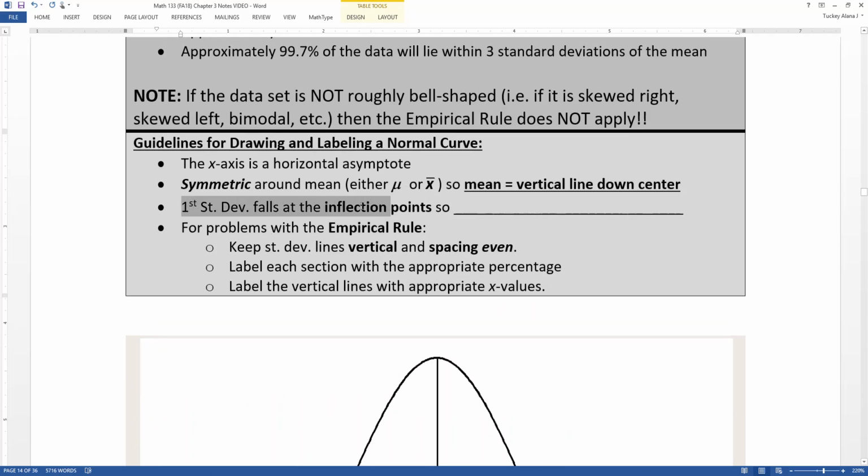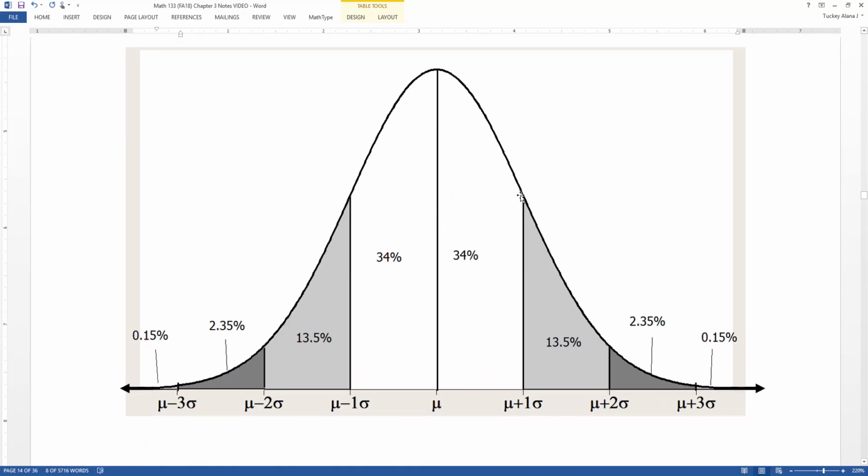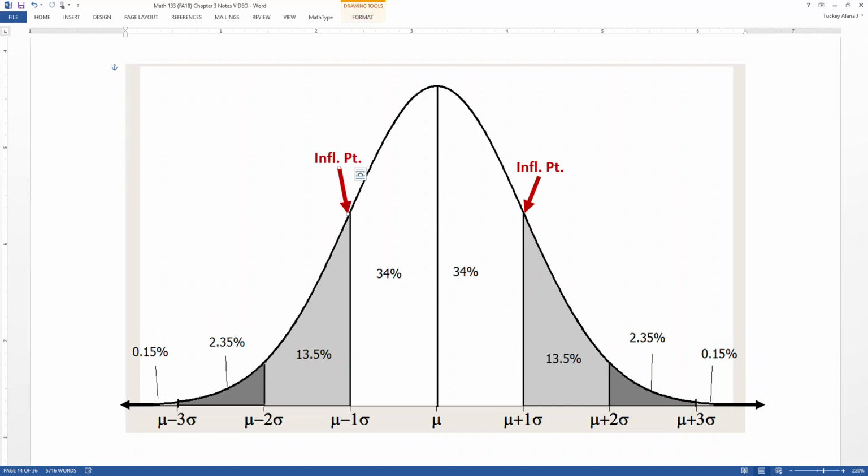Now, one standard deviation falls at the inflection points. Now, what are inflection points? Well, the inflection points are right here where the mu plus 1 sigma falls, where that first vertical line falls after the mean and the other first vertical line falls before the mean. There they are. Now you know this point physically. If you've ever been on a roller coaster or if you've ever been in a car that's hitting a hill too fast, it's where your butt kind of lifts up off the seat, where you feel that rise of your body off the seat. That's the inflection point. In calculus, it's where the second derivative is 0. But if you've never taken calculus, don't worry about it.